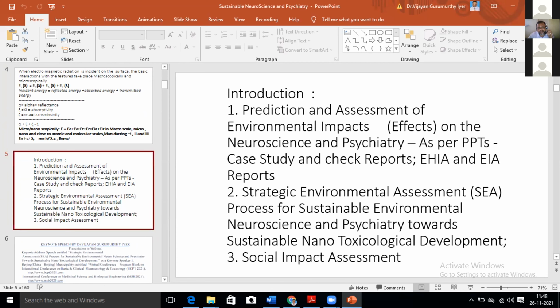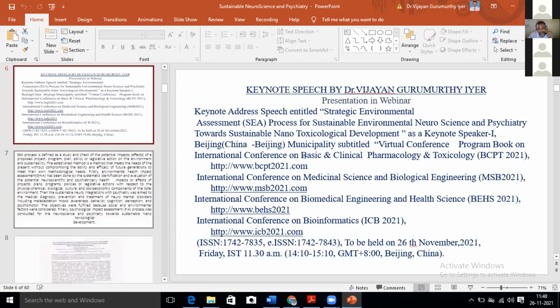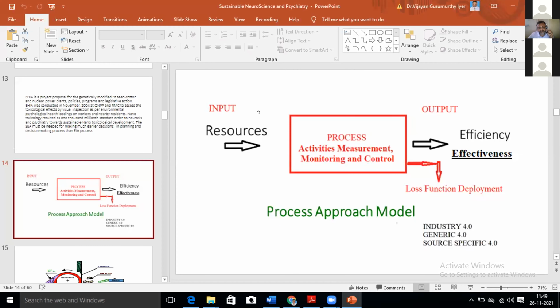The prediction and assessment of environmental effects on the neuroscience and psychiatry. So this is the input. This is the input for the model which has been developed. Process approach model. The resources, manpower, machinery, raw materials, method, money, market. For example, in nano production of the sound.